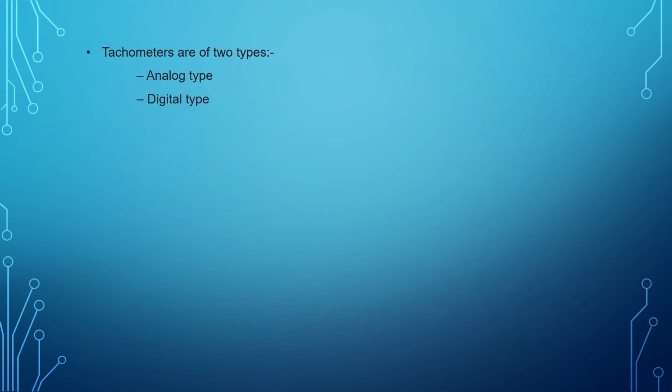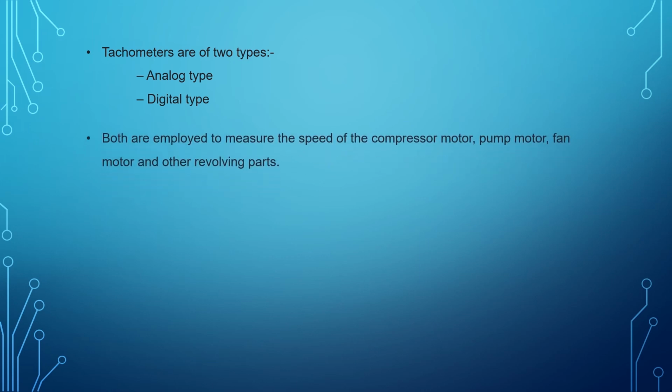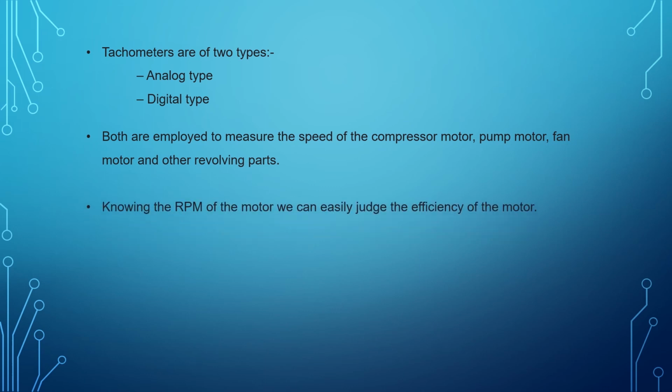Tachometers are of two types: analog type and digital type. Both are employed to measure the speed of compressor motors, pump motors, fan motors, and other revolving parts. Knowing the RPM of the motor, we can easily judge the efficiency of the motor.